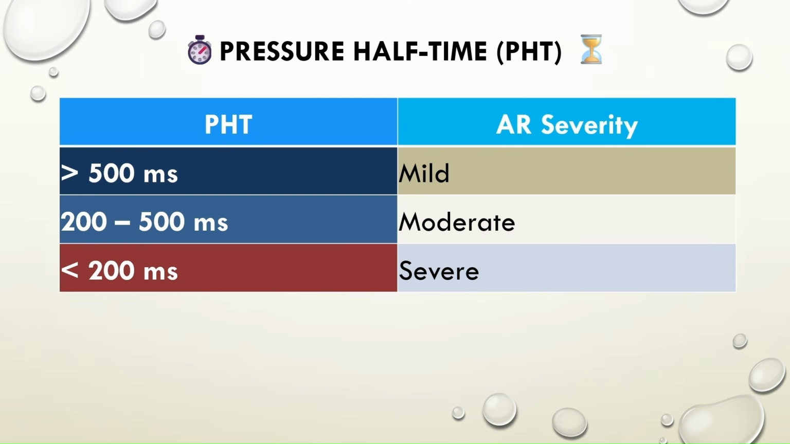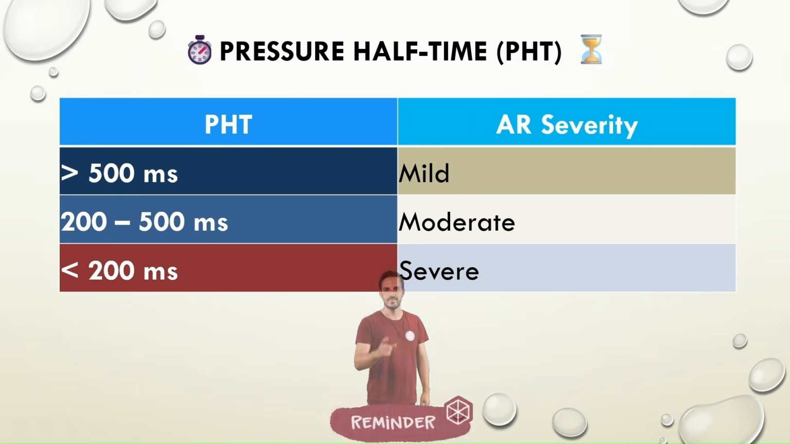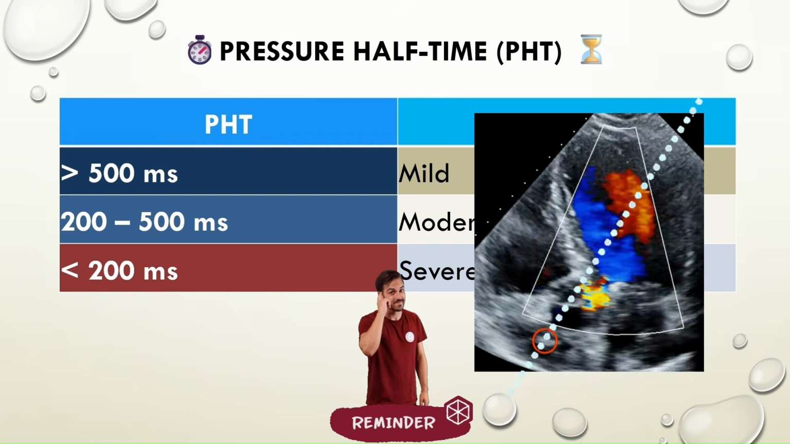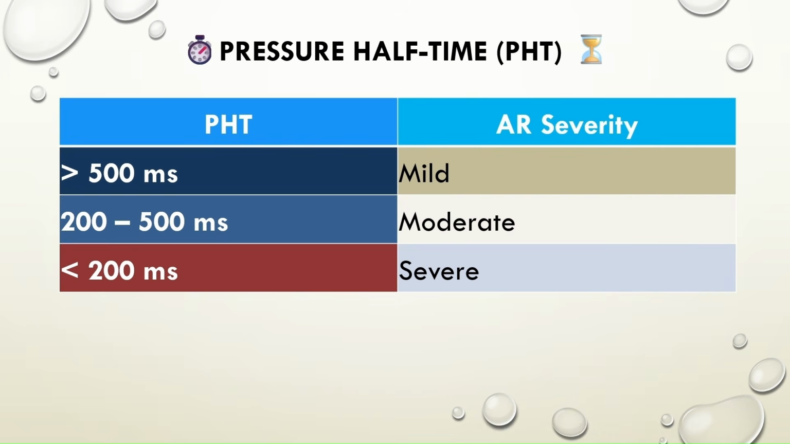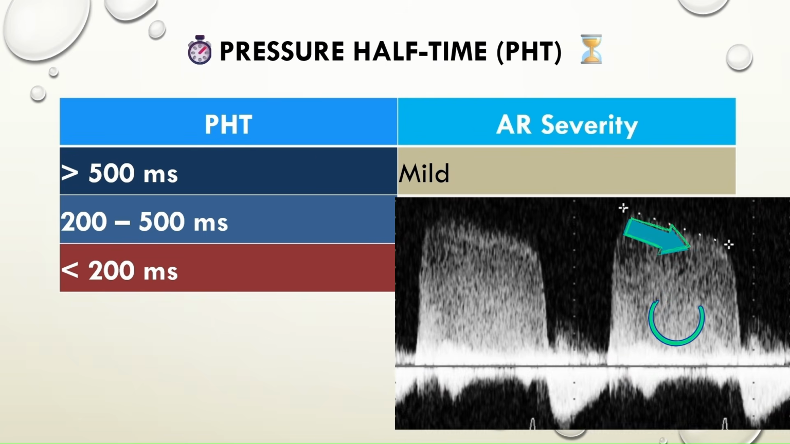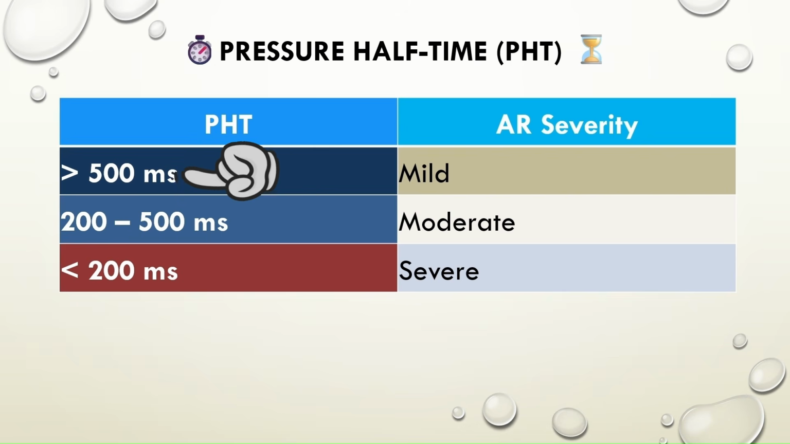To measure pressure half-time, use the continuous wave Doppler aligned through the aortic regurgitation jet. Allow the system to calculate the pressure half-time. With mild aortic regurgitation, pressure equalization occurs slowly due to a small regurgitant orifice. This produces a shallow deceleration slope and a long pressure half-time, typically greater than 500 milliseconds.